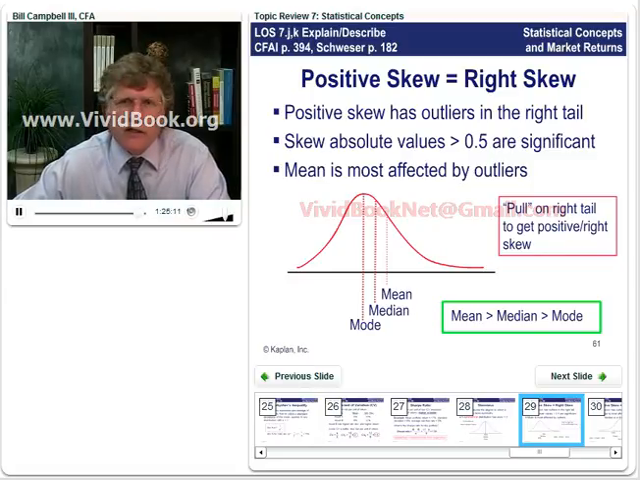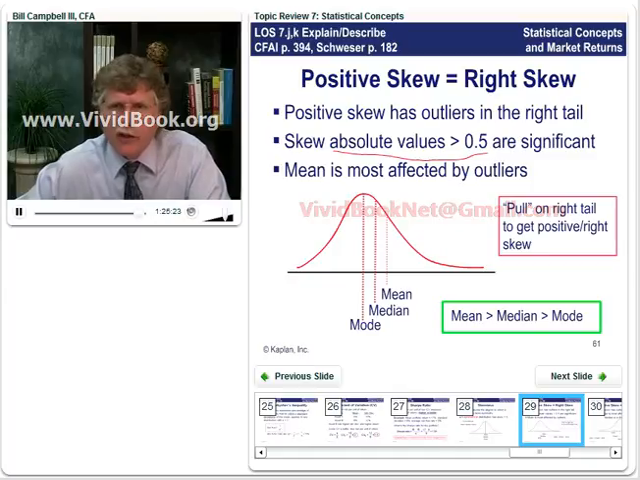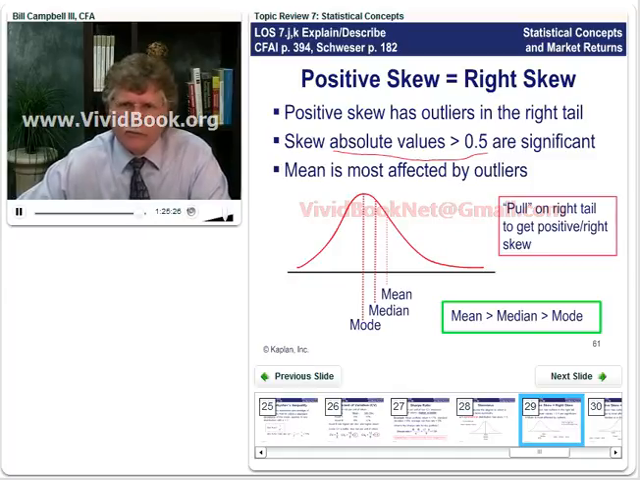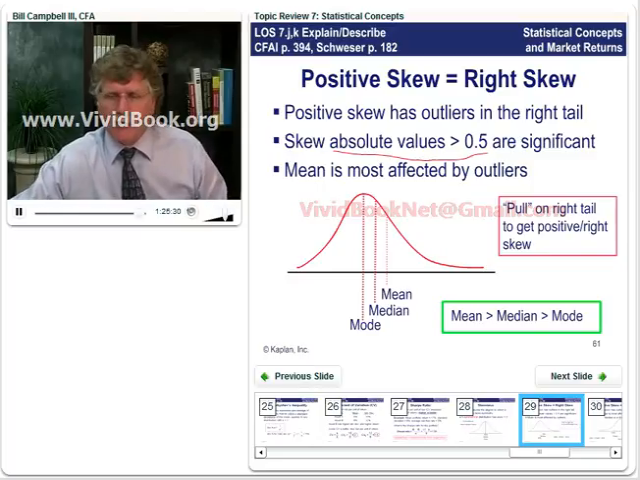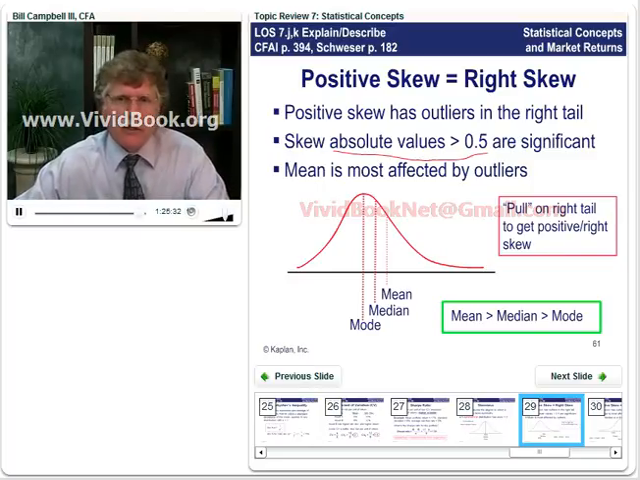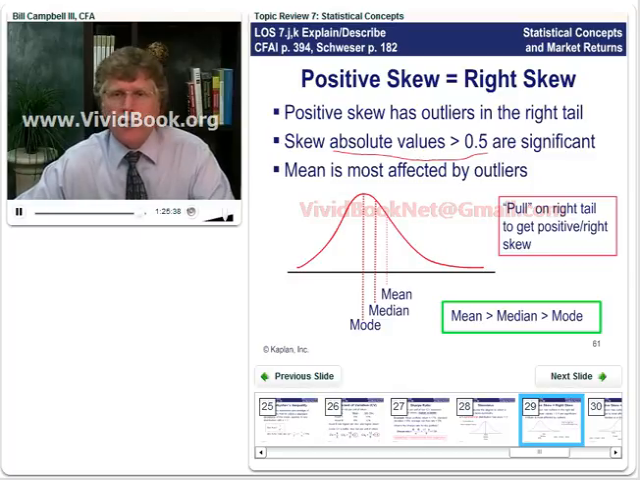Very easy. Skew, if you have absolute values, notice up here, absolute values greater than about 0.5 are significant. If they're less than 0.5, they don't really matter much. Don't worry about them. Okay, remember, the mean is the one that's affected by the outliers. That $10 million house at the end of the cul-de-sac in the neighborhood that has $200,000 to $300,000 houses. That really pulls the mean over, doesn't affect the median at all, doesn't affect the mode at all.